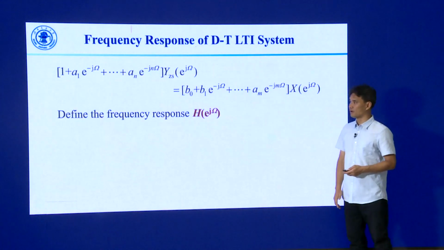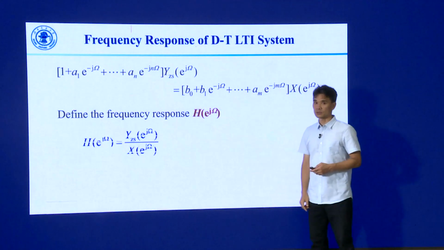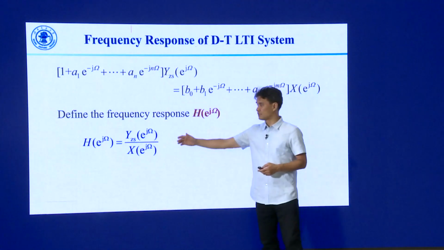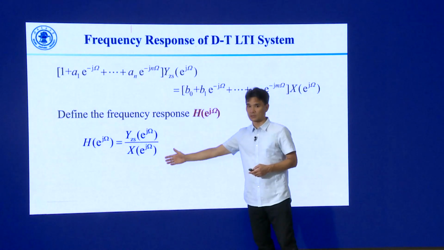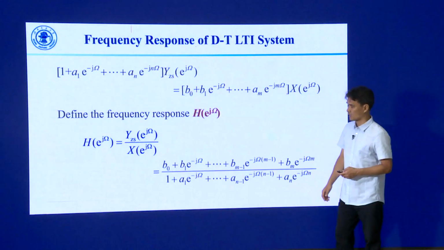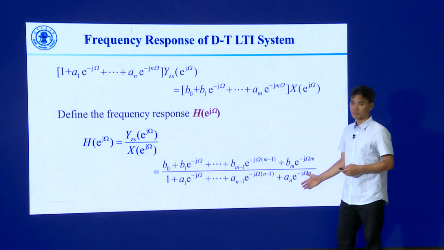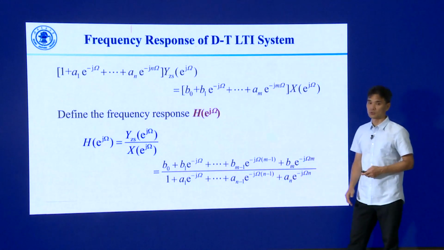Now, if we define the frequency response as the ratio of the zero-state response and the input signal in the frequency domain, then we can get this fraction. And this fraction is determined by the coefficients in the difference equation.